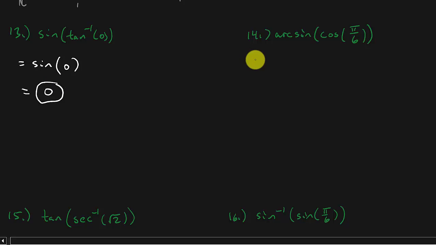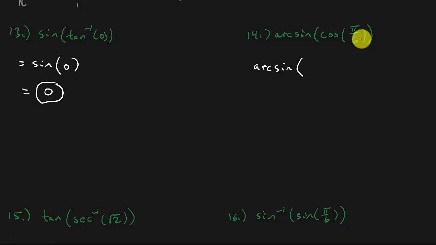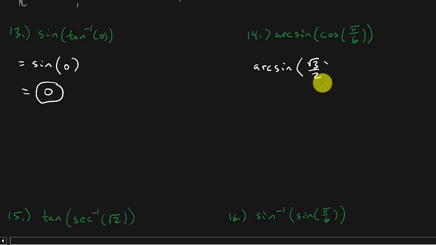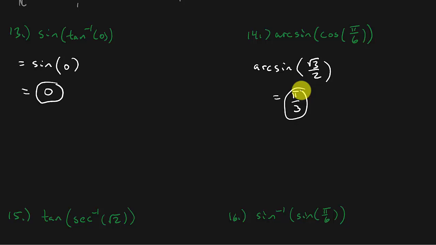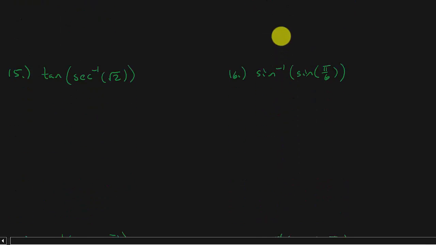Okay? Same thing here. This is what? Arc sine. What's the cosine of pi over 6? Pi over 6 is what? 30 degrees. What's the cosine of 30? Square root of 3 over 2. And so, what's the inverse sine of square root of 3 over 2? The sine of what is square root of 3 over 2? 60 degrees? Or what? Pi over 3, if we're in radians. And that's all it is. You just work inside the parentheses and work your way out. That's all you're doing. Okay.